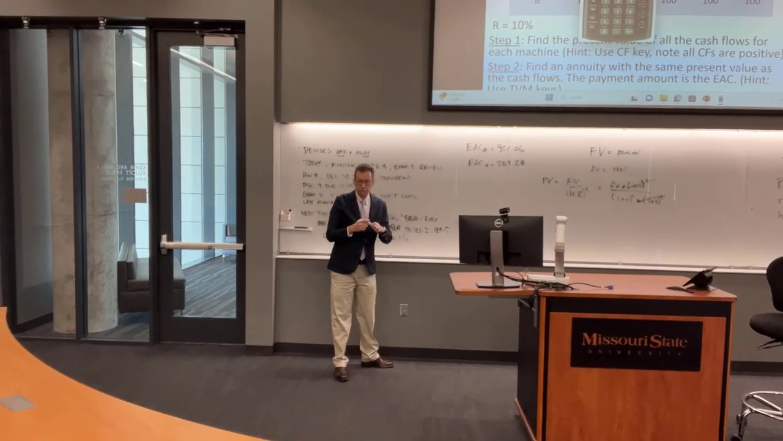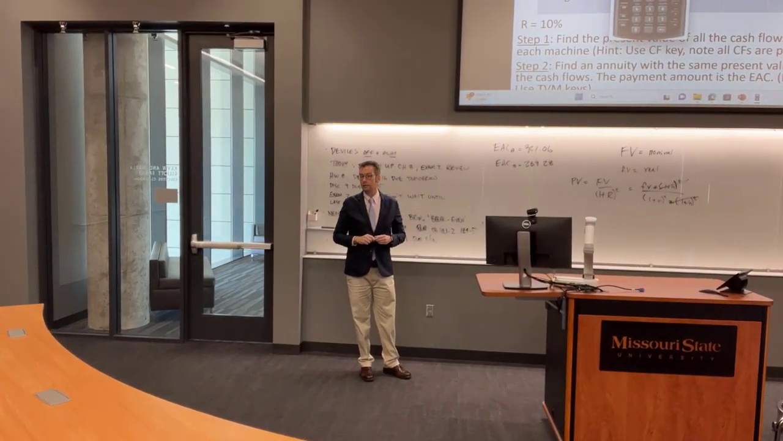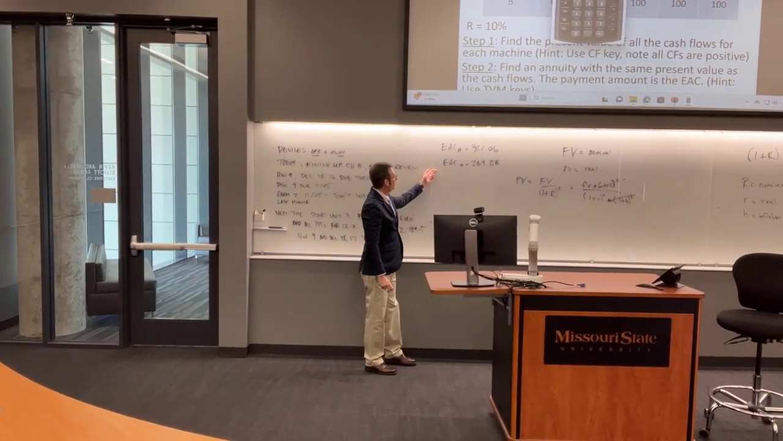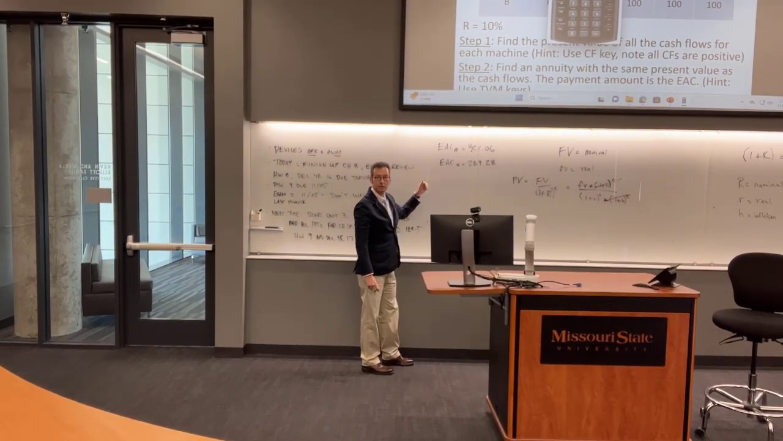Which would we choose? Yeah, think about it. Would you rather rent an apartment with a rent of $289.28 or $321.06, assuming they were otherwise identical? You'd want to go with the $289.28.